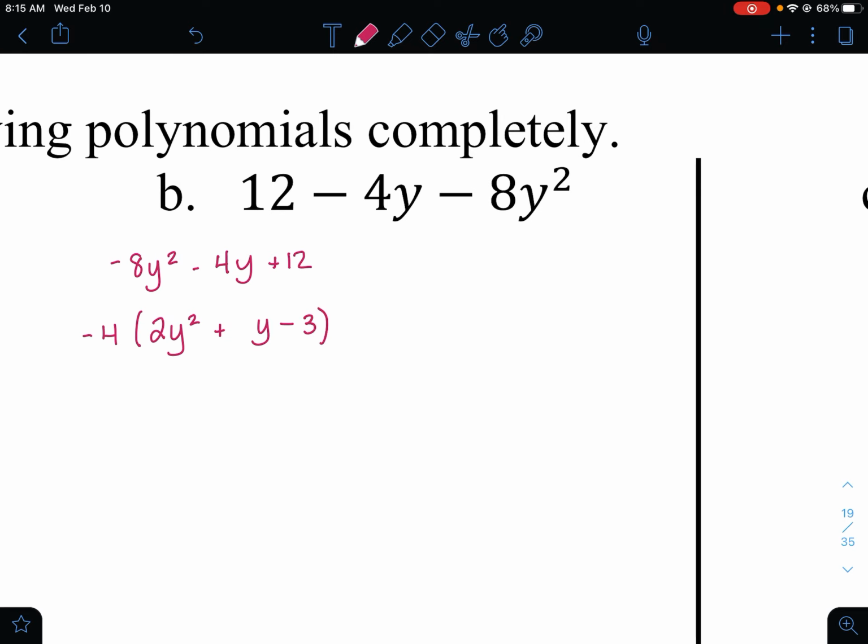All right, let me make sure: distribute it back together to make sure you get the previous polynomial, and you do. So you get -8y squared, a minus 4y, and a positive 12. So we're good to go. Now that negative out front is just going to hang out with us the whole time. So at this point, we're going to do the same thing. I need two numbers to add to give me my middle coefficient, which in this case is just 1. When I multiply them together, I get the product of the first and the last. So factors of 6 are 1 and 6, 2 and 3. So 2 and 3 are my numbers.